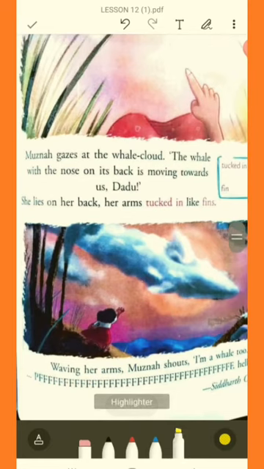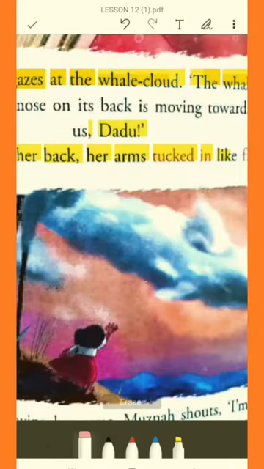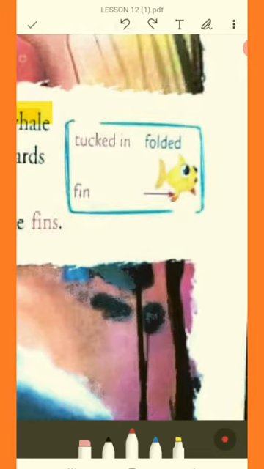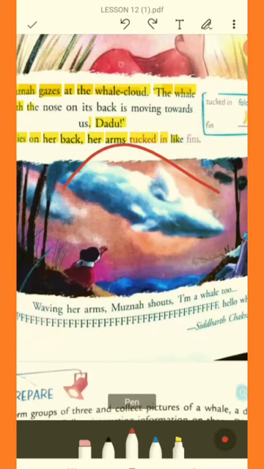Now, Muzna gazes at the whale cloud. So, Muzna looks in wonder at the whale cloud. The whale with the nose on its back is moving towards us, Dadu. She lies on her back, her arms tucked in like fins. So she says, the whale is lying on her back and her arms are tucked in like fins. Tucked in means folded. Fin is this part of the fish's body. You'll find more clearly in your book. This is the cloud they were watching. So see, it looks like a whale only.